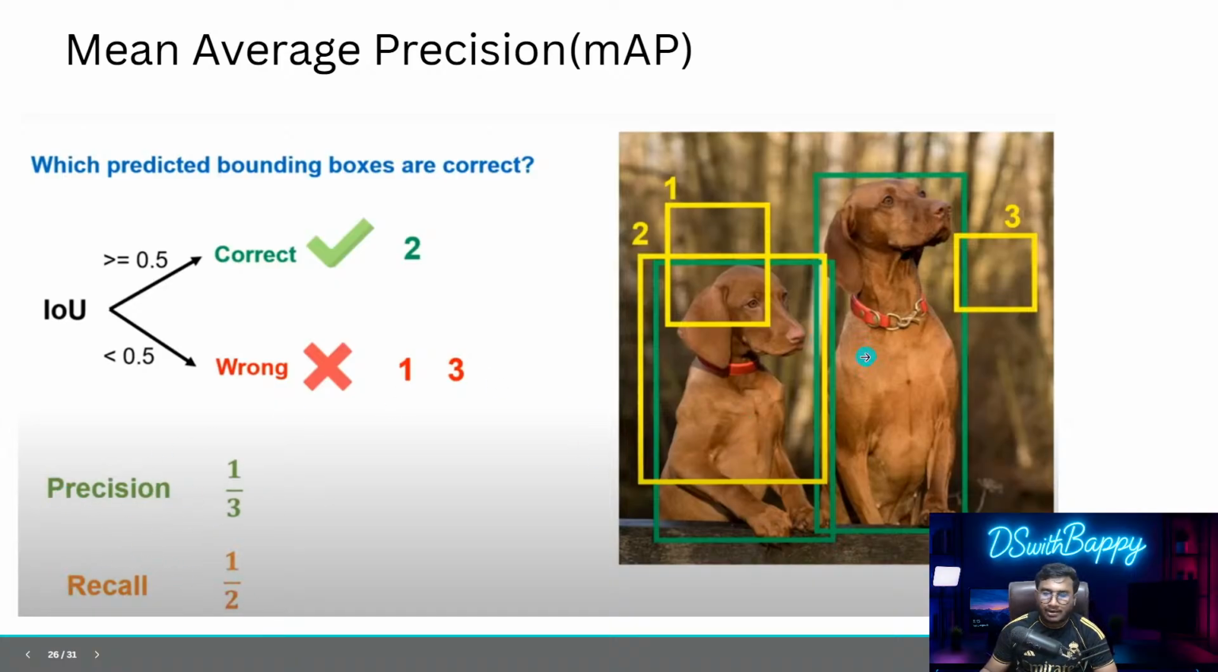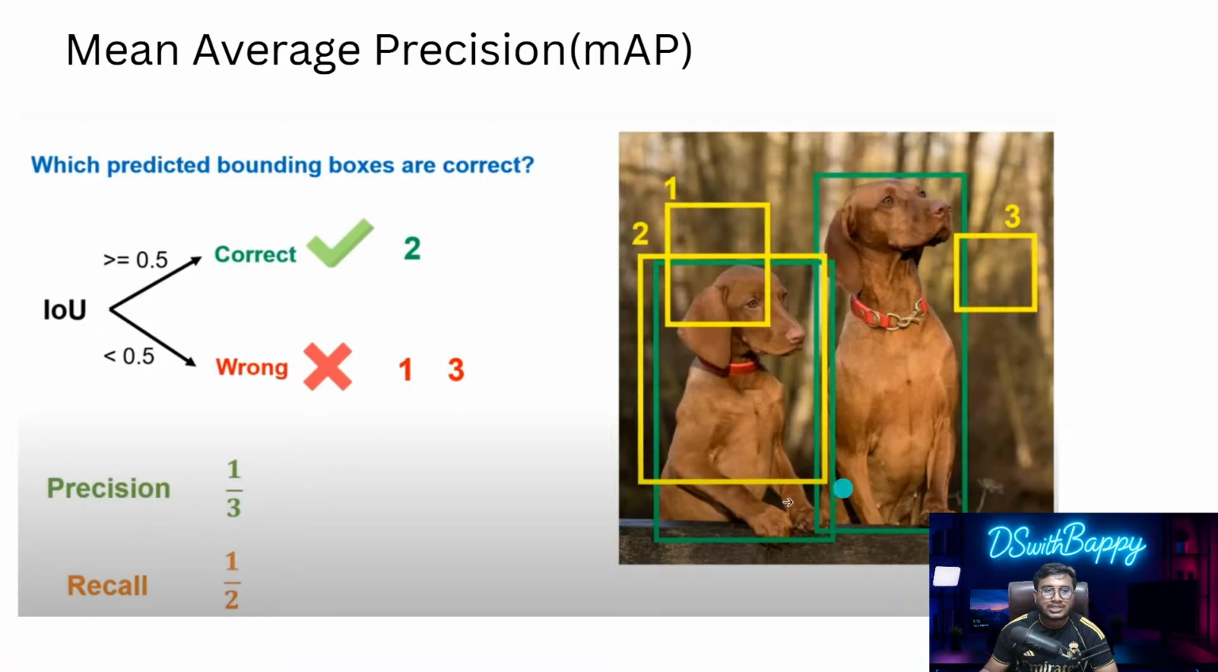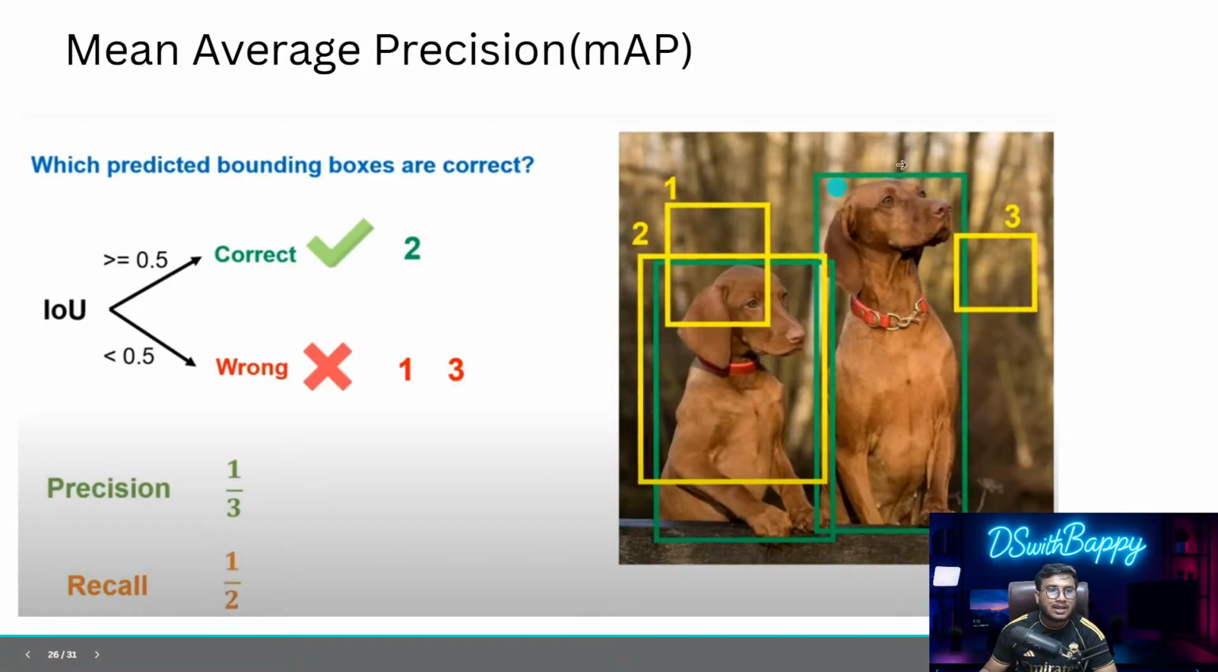And how to calculate, I already told you. Precision means how many detections you have made, and within that how many of them are correct. And what is recall? Recall means how many ground truths you are having, and based on that how many detections are correct. So we have to calculate the number.